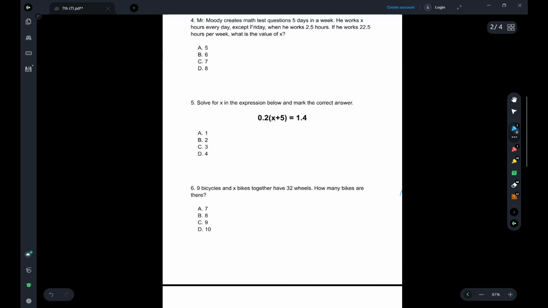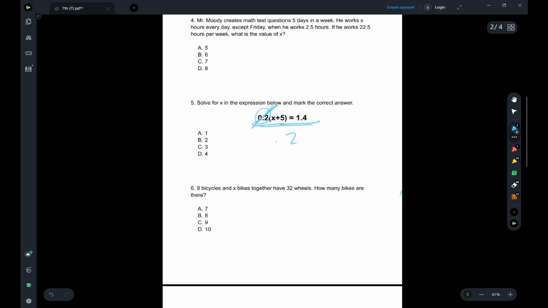Next question. Number 5. Solve for X in the expression below and mark the correct answer. So 0.2 X plus 5 equals 1.4. So first step is, since this 0.2 is being multiplied on this side, in order to make both sides even and try to isolate the X, you have to divide the whole entire equation by 0.2.